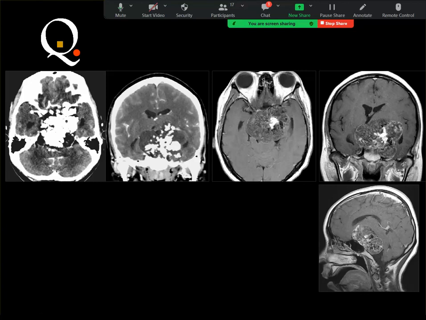And this is a case that I think is frequently seen in the exams because of the strange appearance, but the diagnosis is quite easy. You see here, this is CT scan axial and coronal with contrast, and this is MRI, T1 axial, coronal and sagittal with contrast.